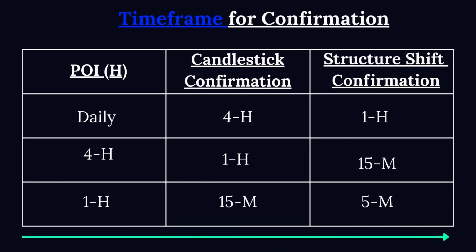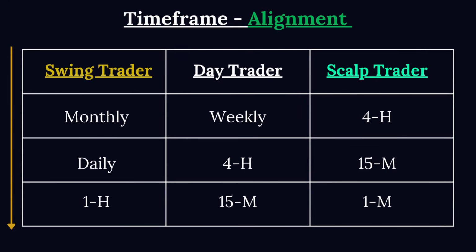Each time frame category must align for high probability trades. And you don't have to use all time frames. Your choice depends on your style of trading. A swing trader might focus on monthly, daily, and 1 hour. A day trader might use weekly, 4-hour and 15 or 5-minute, and a scalper 4-hour, 15 minutes, and 1 minute. The core idea is always to create alignment. Start big, drill down small for a better understanding of the market's intent.